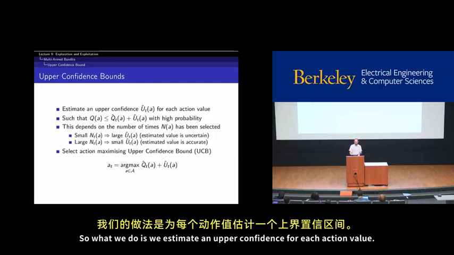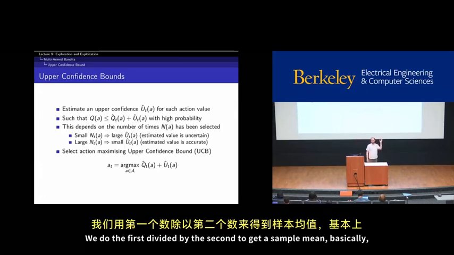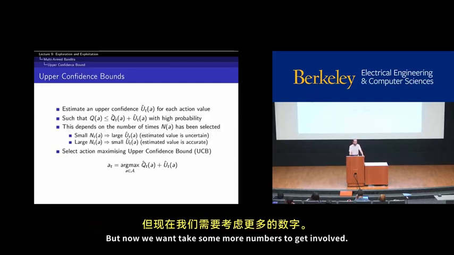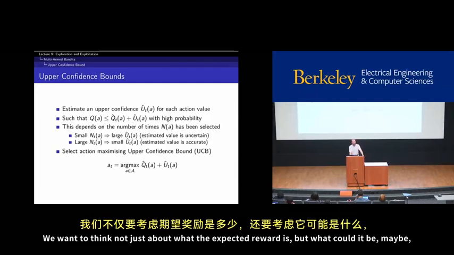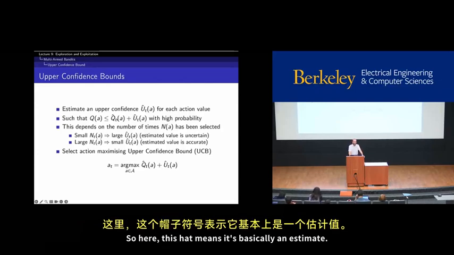So what we do is we estimate an upper confidence for each action value. So before, those algorithms I was showing you, we just take the total reward, the count of the action, we do the first divided by the second to get a sample mean, basically, an estimate of the expected reward. But now we want some more numbers to get involved. We want to think not just about what the expected reward is, but like, what could it be, maybe, plausibly? So we estimate an upper confidence for each action value. So here, this hat means it's basically an estimate.